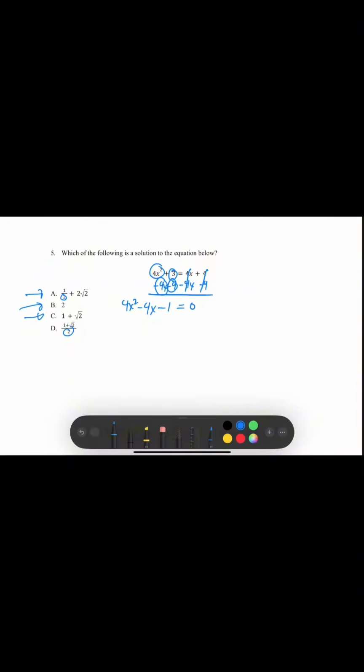Remember, our answers, we have two options. We can use the quadratic formula, or we can use completing the square. In this case, since we have a denominator, I would use the quadratic formula, okay? So I identify my a, which is 4, my b, which is negative 4, and my c, which is negative 1.